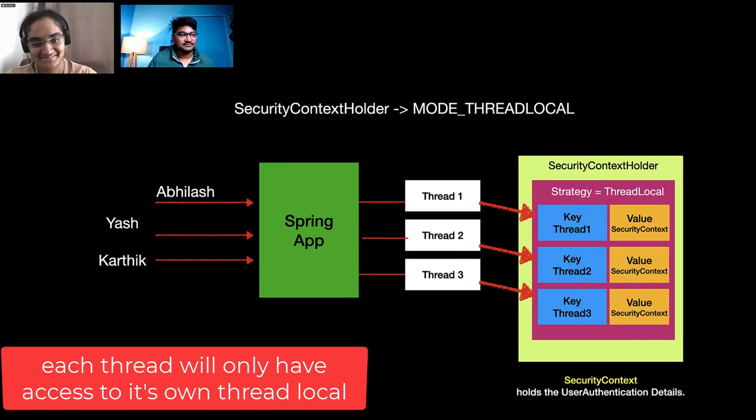So that will be there in the thread, in your service, repository, any place where you want to access that object. Just do SecurityContextHolder.getContext().getAuthentication(). It will get you back the authentication object. Perfect. That is coming from the thread local only. Just remember this much.